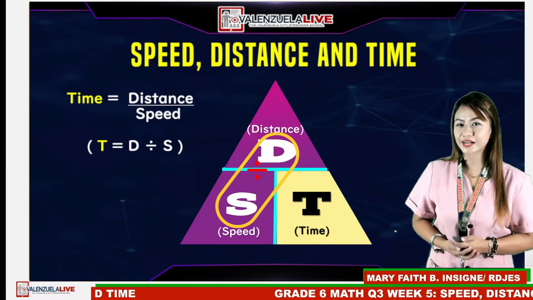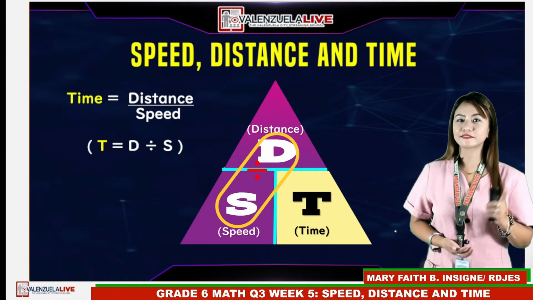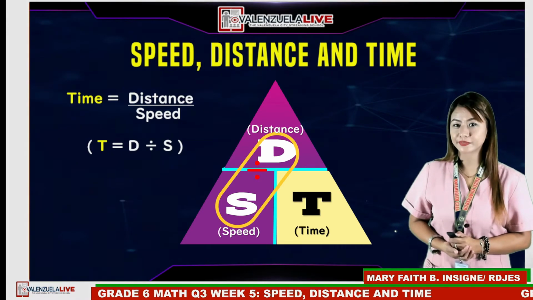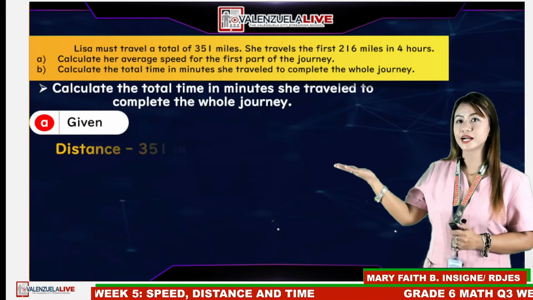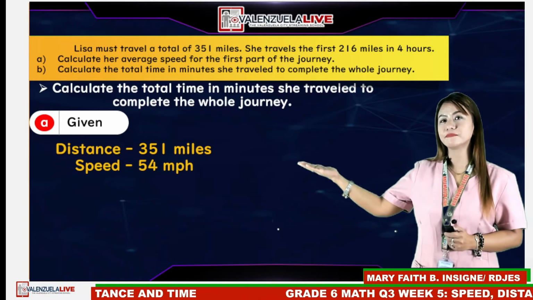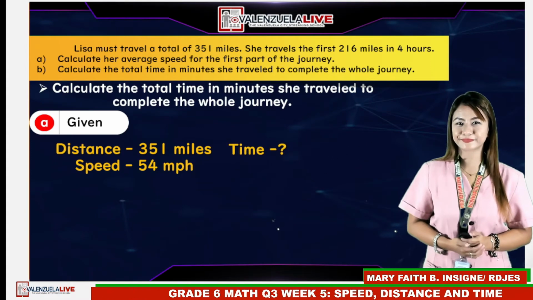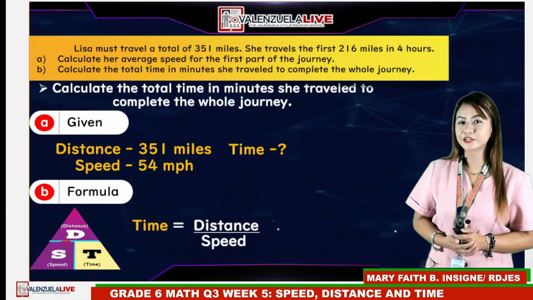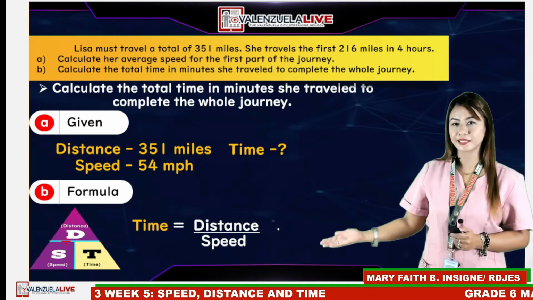Now, let's go back and solve the second question in our problem. This time, we're going to find the time. Again, the total distance is 351 miles. The speed is 54 miles per hour. And we are going to find the time. We use the time formula, or time equals distance divided by speed.